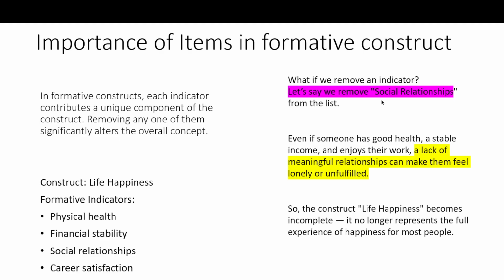Let's say we remove social relationship from the list. Now, what does it mean? Even if someone has good health, a stable income, and enjoys their work, a lack of meaningful relationships can make them feel lonely or unfulfilled. So the construct life happiness becomes incomplete. It no longer represents the full experience of happiness for most people. In this way, we can say that each indicator contributes a unique component of the construct, and removing any one of them significantly alters the overall concept of that construct.